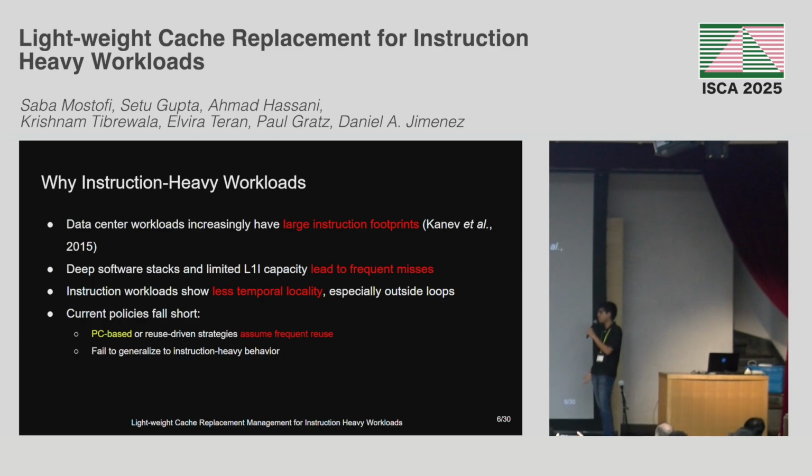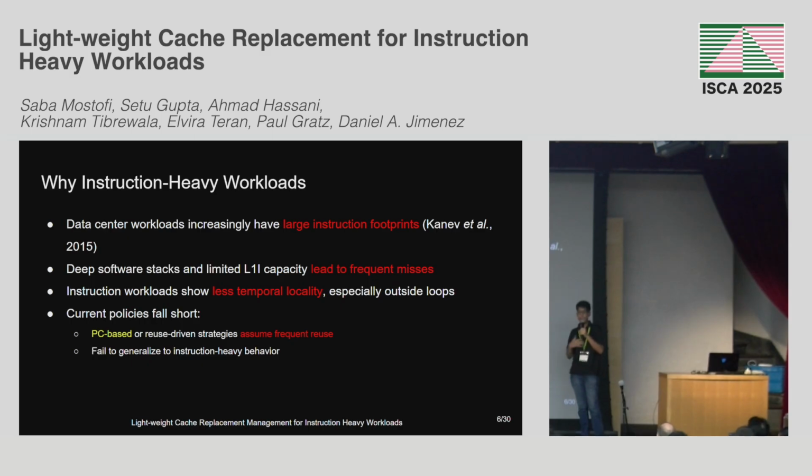Unless that instruction happens to be in the loops, you're not going to have a whole lot of temporal locality. Furthermore, we find that all the replacement policies, at least all that I am aware of, which have been proposed so far often use PC-based indexing. So PC is your program counter. And the problem with PC-based indexing is that if you don't really have the PC, you cannot really use it.